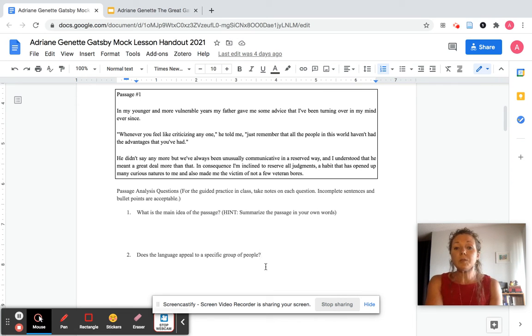What I would recommend you do here is take a look at the passage more closely. Underline words and phrases, images that you think would appeal to a specific audience. And think about what that specific audience would be. What are their characteristics? What's their age? What is important to this audience? All right, and remember, we do have our literary vocabulary sheet, and so you can be referencing that as well. And so let's take our 2 minutes and take notes on number 2. Does the language appeal to a specific group of people?